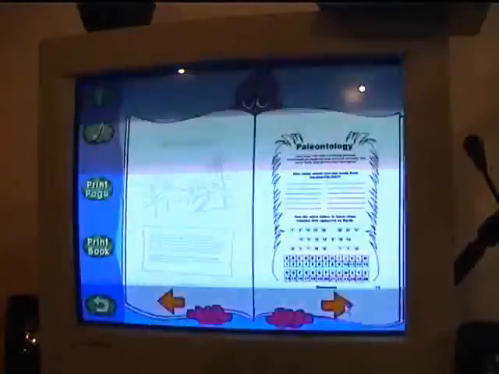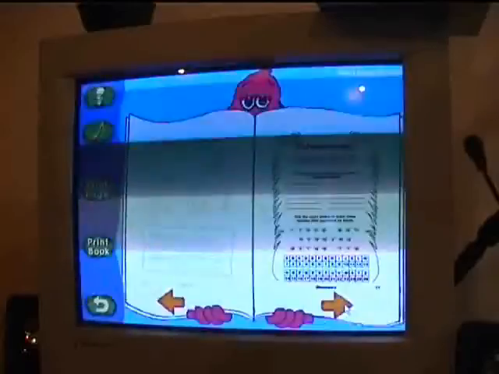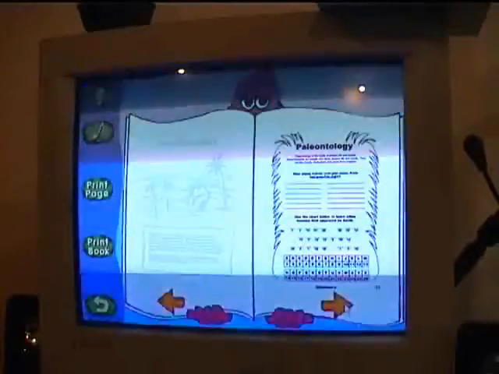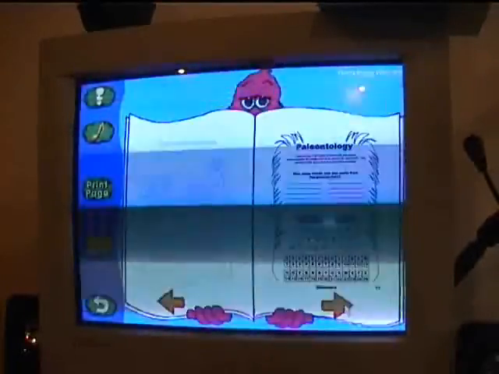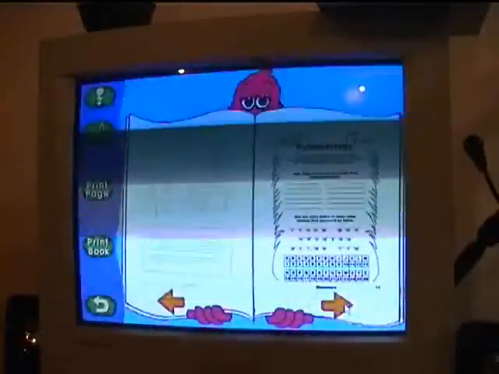Page 11. Paleontology. Paleontology is the study of ancient life and fossils. Paleontologists are people who study ancient life and fossils. They identify fossils, study them, and piece them together. How many words can you make from paleontology? Use the chart below to learn when humans first appeared on Earth.